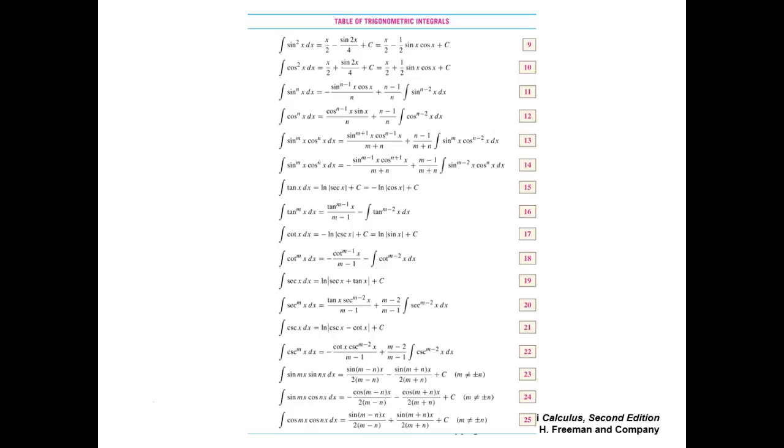Now, their numbering here is different from the numbering in your text, so don't worry about that. It's just a series of things. Who cares about the number anyway? But there's your sine squared, cosine squared. We derived both of those. Sine to the m, cosine to the m, sine to the m, cosine n. Now what you notice here, they look like the same ones, except that you have different conditions on them. And why they didn't put the conditions here, I don't know.